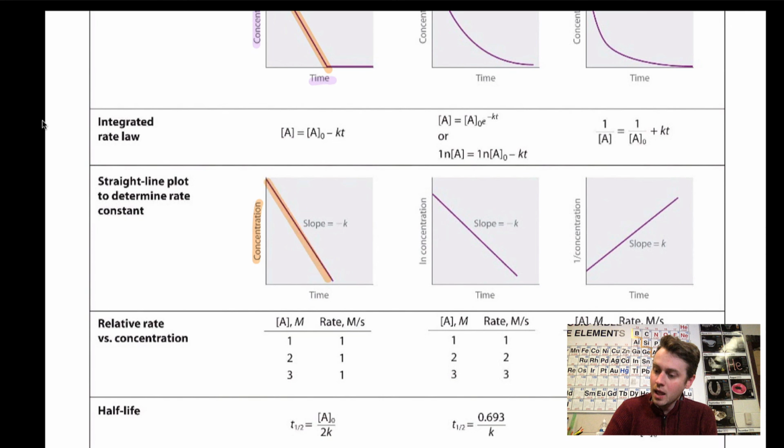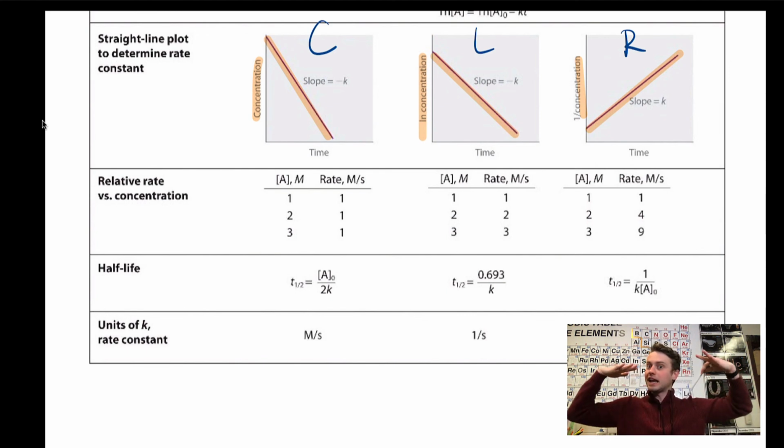We know that we can use what's on the y-axis and when we're given a straight line to determine the rate law. So you'll notice that when it's concentration versus time and it gives us a straight line, it's zero order. When we have a straight line and we have natural log versus time, then it's first order. And if it's a straight line with a positive slope, and we have the reciprocal of concentration versus time, it is second order. So I always remember that as CLR, where concentration, natural log, and reciprocal. Okay, so it is clear.